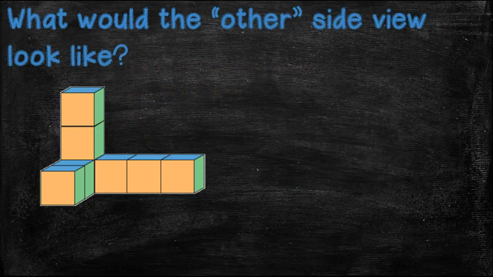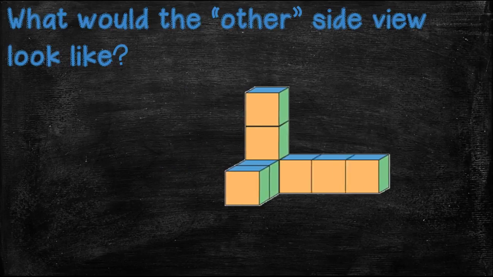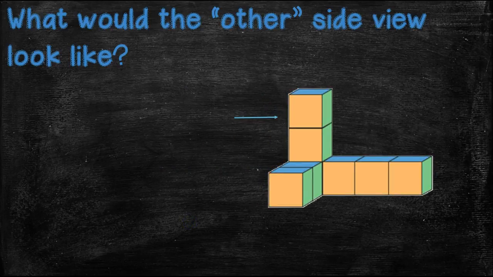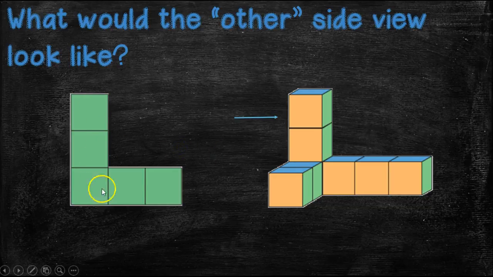So what would the other side view look like? Well, let's scoot it on over and let's pretend we're looking at it from this direction. Okay, so we really can't see any of them, but we can still tell how many blocks we would see and what shape they would be. So here we would have 1 block at the top, 1 block in the middle, then that hidden block down there. And then coming out from the right would be 1, 2 more blocks. So it would look just like this if we were looking at it from this angle.